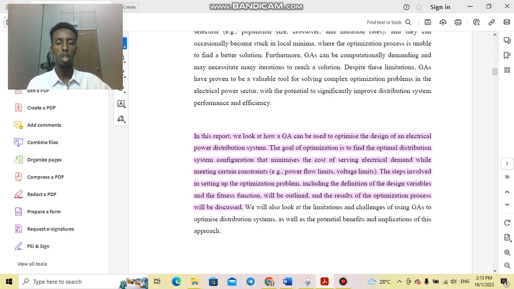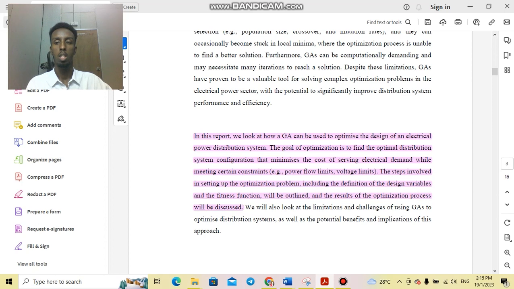So in this report, we look at how genetic algorithm can be used to optimize the design of an electrical power distribution system. The goal of this optimization is to find the optimal distribution system configuration that minimizes the cost of serving electrical demand while meeting certain constraints, for example power flow limits, voltage limits, and other electrical constraints.